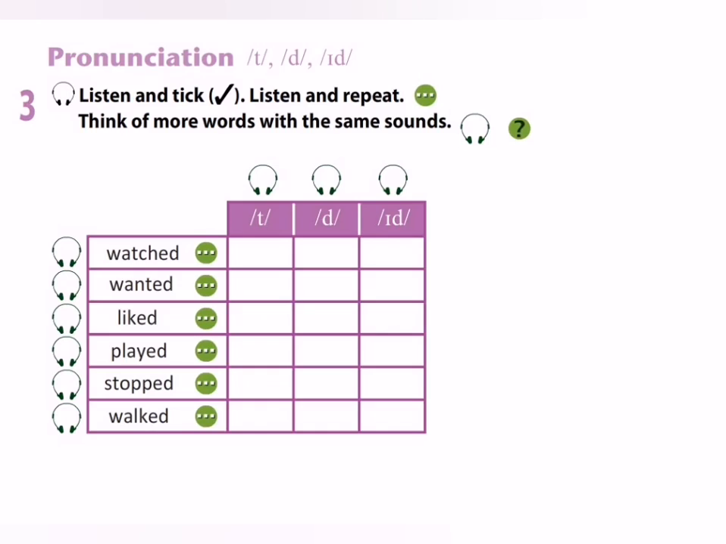Exercise 3. Listen, repeat and tick. Think of more words with the same sounds. Pronunciation. T, d, id. Listen and repeat. T, t, d, d, id, id.